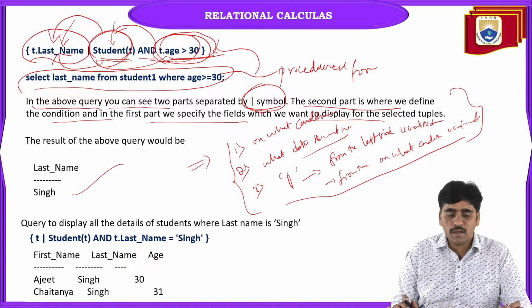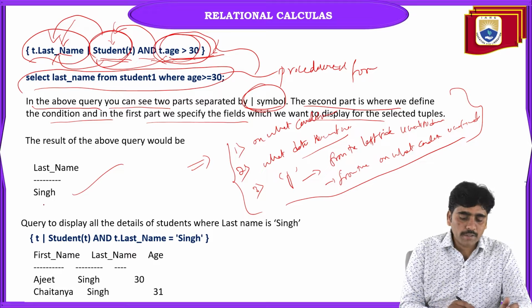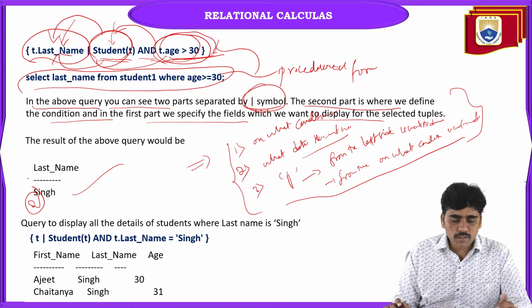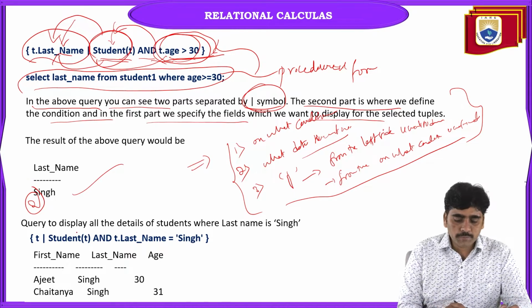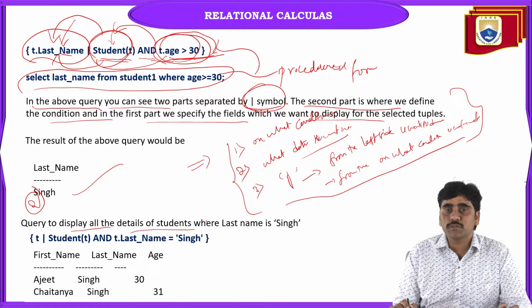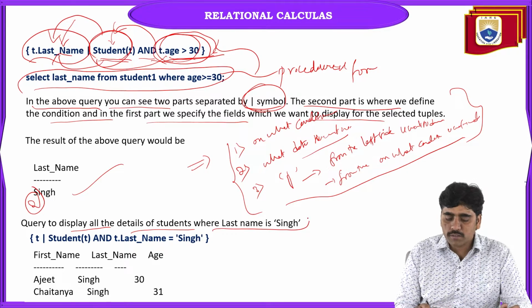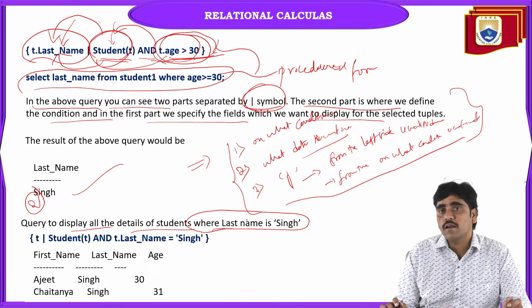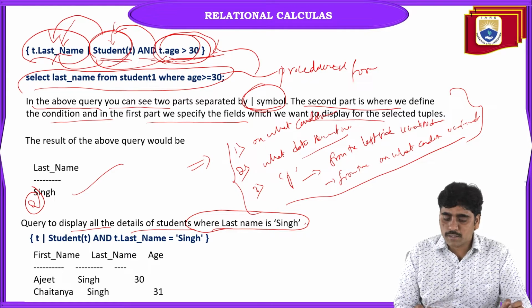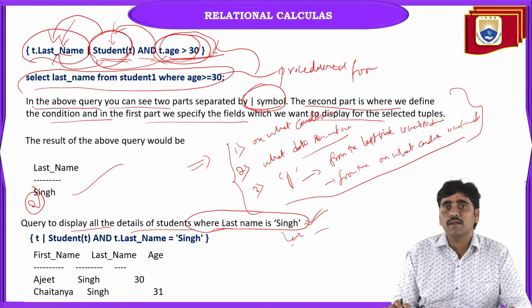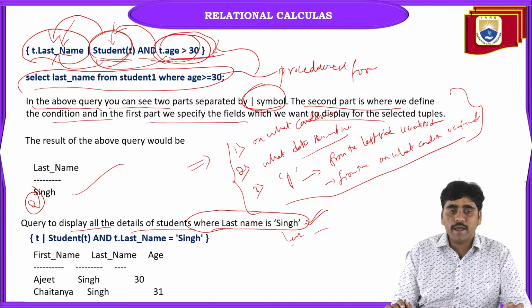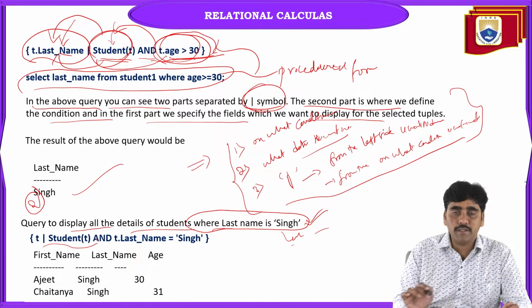Now you can understand this second query also. What is the query? Query to display all the details of students where last name is Singh. So I want to display the details of all the students where last name is Singh. That is the condition: last name should be Singh, and I want to display all the student details.